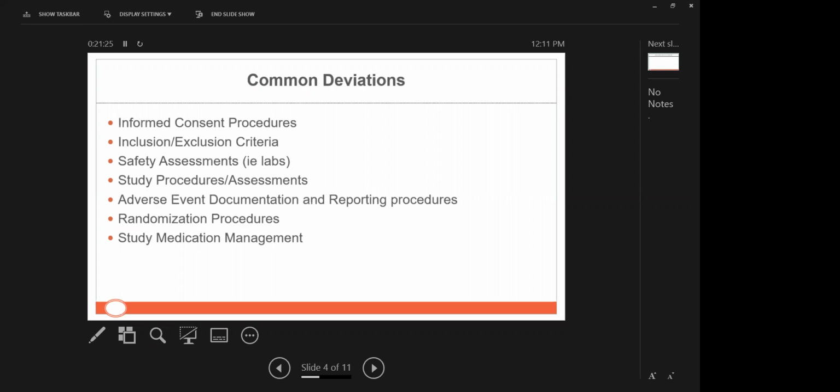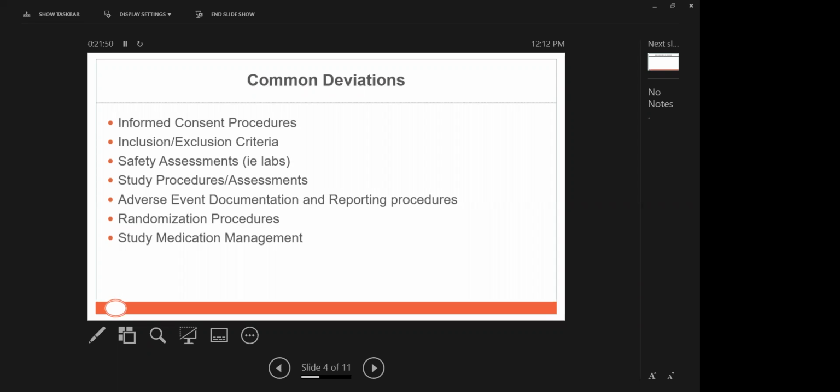Next are randomization procedures. An example is if you randomize a patient without having checked all the inclusion and exclusion criteria at the baseline visit, that obviously would be a deviation. If they didn't meet a certain criteria and you randomized them, that would be a problem.